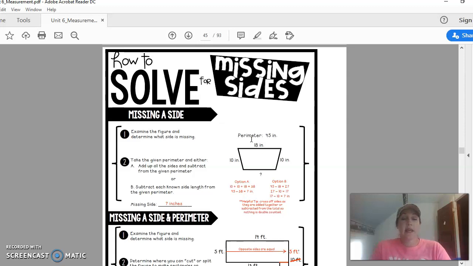Okay, so again, glue this into your math journal or keep it in a folder. Don't lose it. This is something you're going to want to keep because you are going to have a quiz over perimeter, and this is something that you could look back on and use to help.